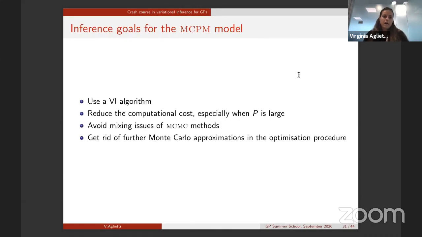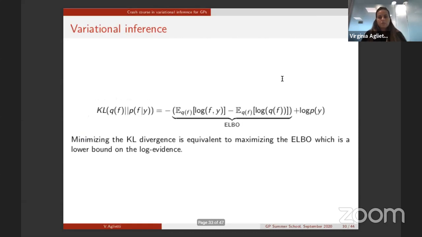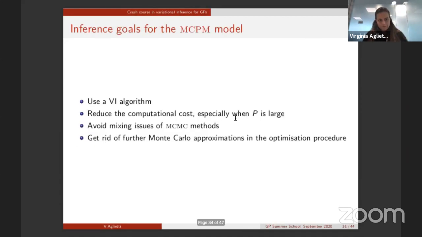So the idea is that we want to develop a variational inference algorithm that reduces the computational cost, especially when we have a high number of tasks. We want to avoid, therefore, mixing issues of MCMC methods that are generally used for this type of models, but also we want to get rid of all of the further Monte Carlo approximation that would be necessary during the optimization procedure when we compute this ELBO expression, which could be not available in closed form.